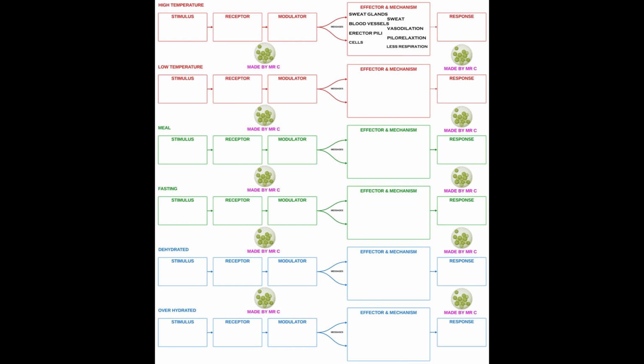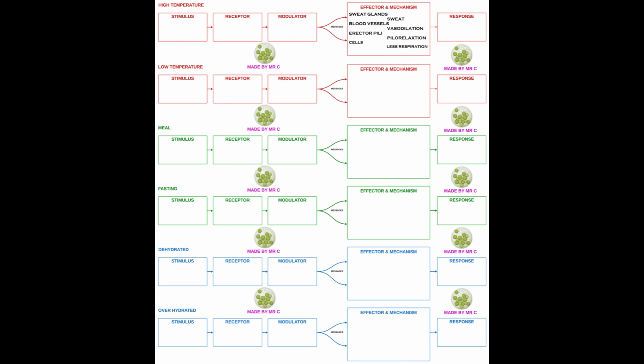The receptor is a thermoreceptor in the hypothalamus, and the modulator is also the hypothalamus. It sends out a neural message to sweat glands, blood vessels, and erector pili. The sweat glands produce sweat, the blood vessels vasodilate, which means they move closer to the surface of the skin, and the erector pili relax, making the hairs lie flat on the skin.